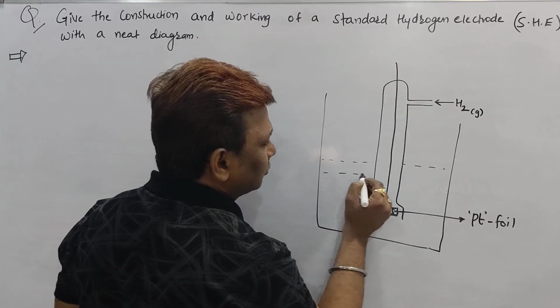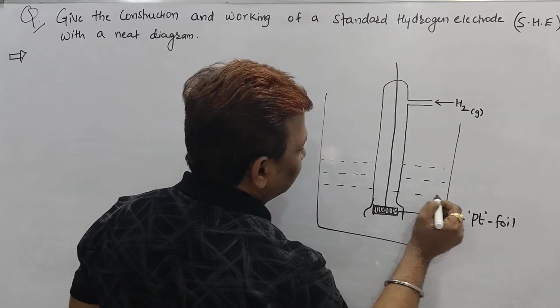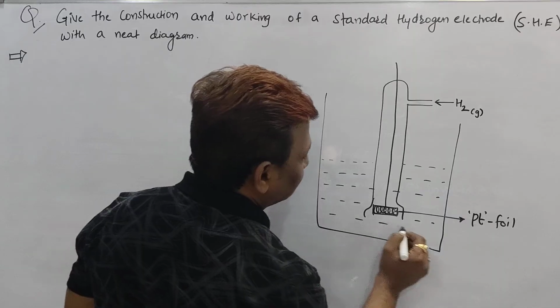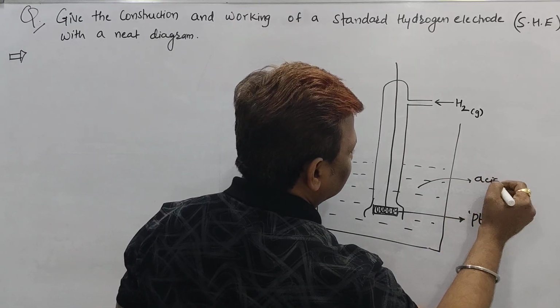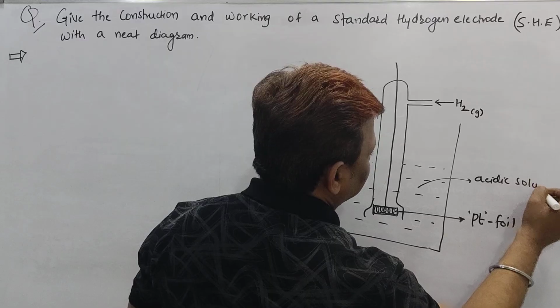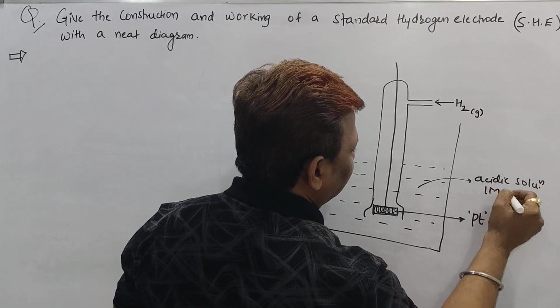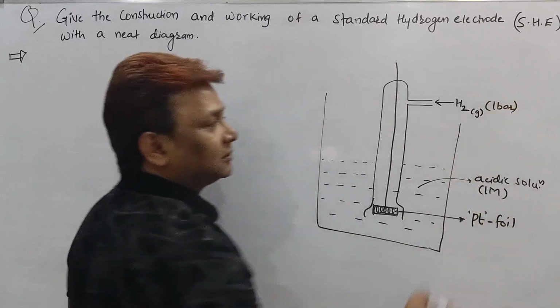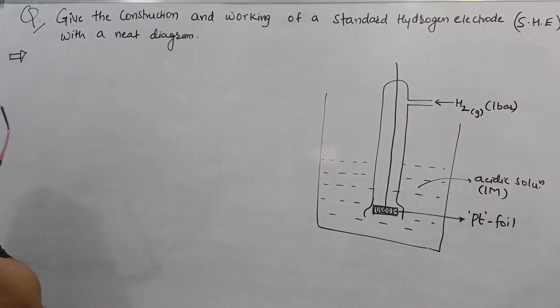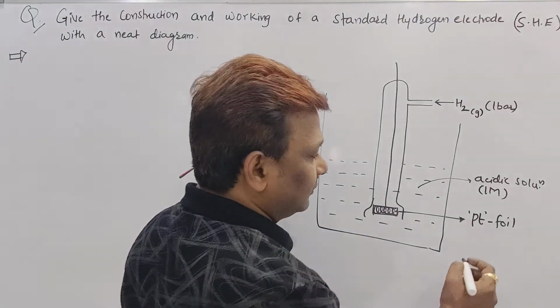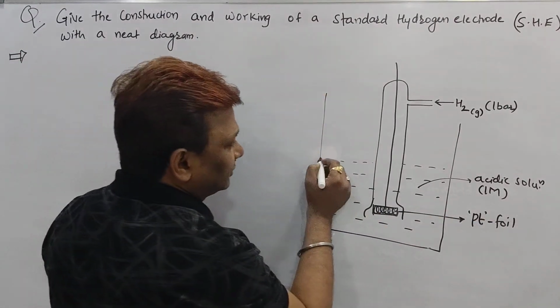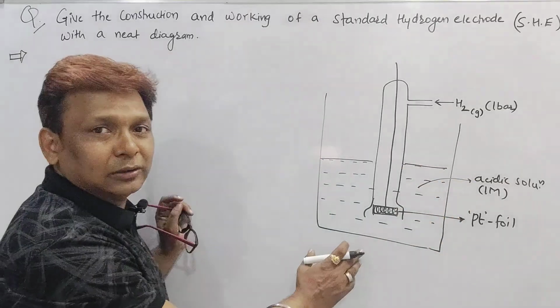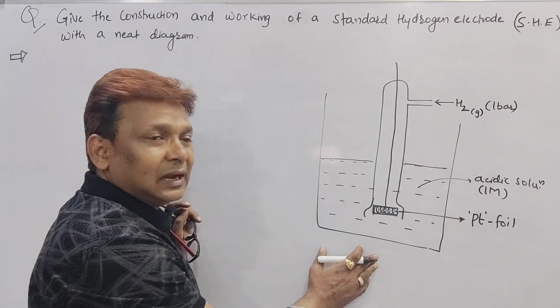What is this solution? You know, this solution is an acidic solution. It is dipped into the acidic solution whose concentration is 1 molar, and the gas which we are passing through it is at 1 bar pressure. See what conditions are given. Pressure should be 1 bar. The acid solution is 1 molar, and it is a platinum coated foil, or platinum foil we can say. So now this is the diagram which we made here. If we draw the diagram, we will get half mark, and now we have to explain it.